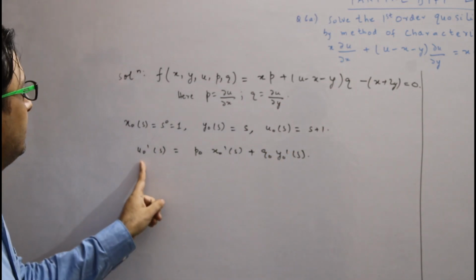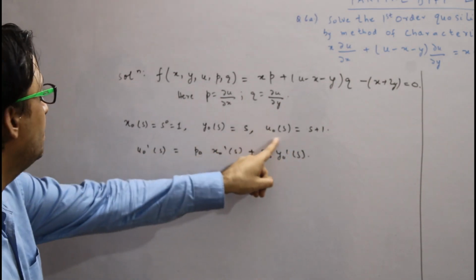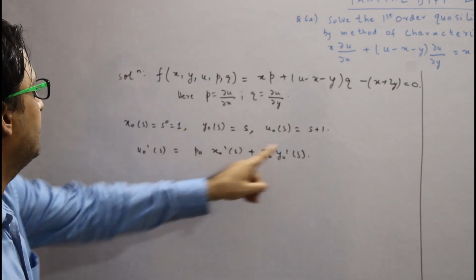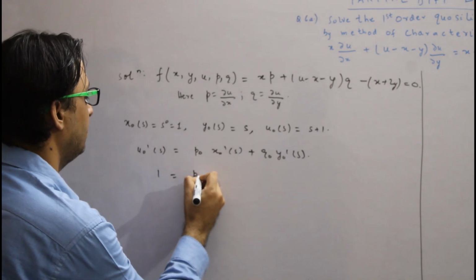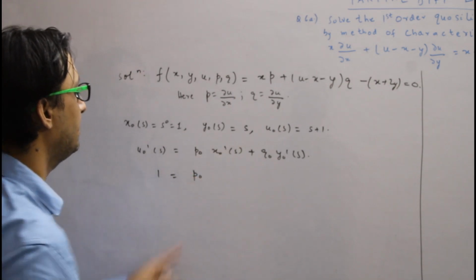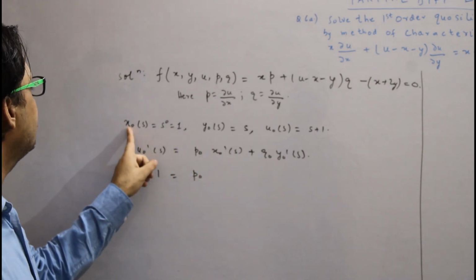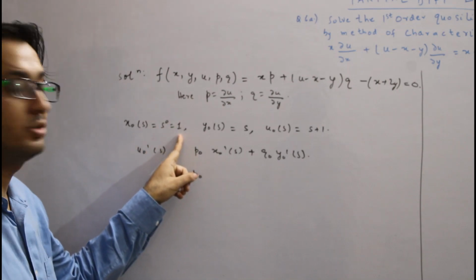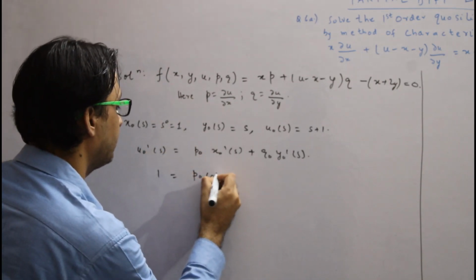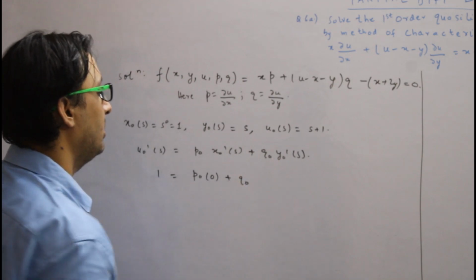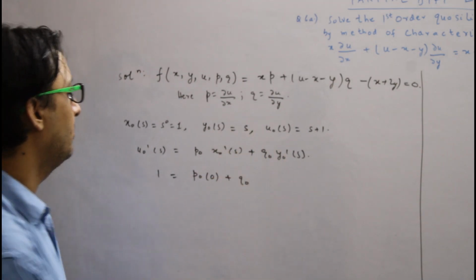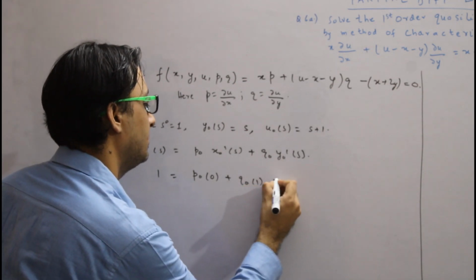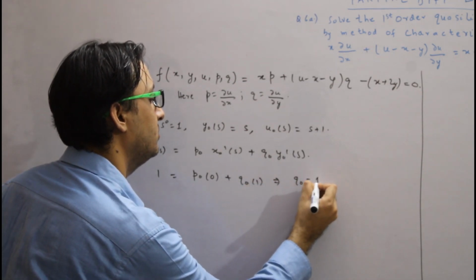Alright, so here now I am going to differentiate my u naught of s with respect to s itself. So this becomes 1. So p naught we can write as itself p naught, and x naught is equal to 1, so its derivative is 0. So plus q naught, and its derivative is 1. So here we get q naught is equal to 1.